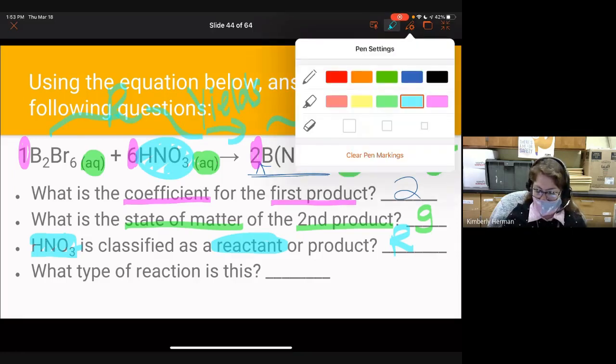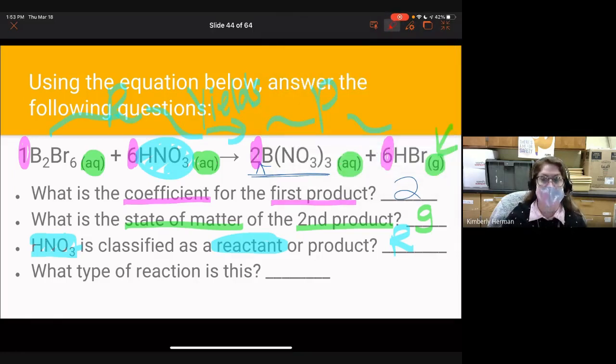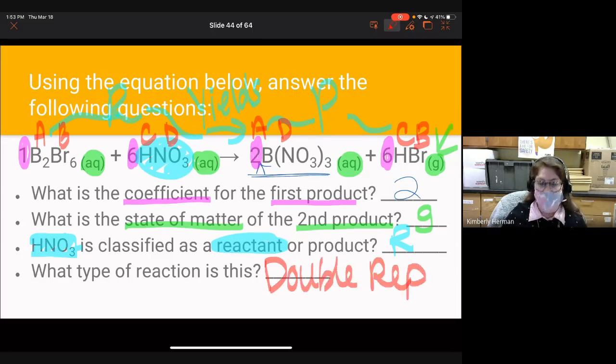Now our final one is going to ask what type it is. So that's like synthesis, decomp, single, double, or combustion. So if we label it, our B is our A, BR is my B, H is my C, and NO3 is my D. So I actually have two couples, which is a big hint now that we got to D. So now A is with D, and we see that C is with B. So yes, this is a double replacement. We have both of our couples switching places.